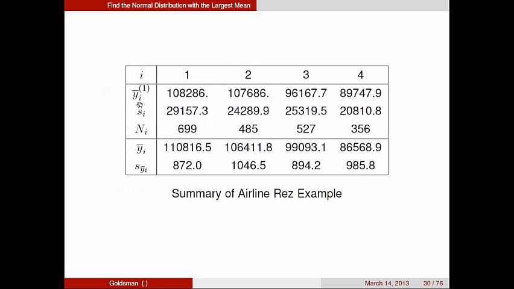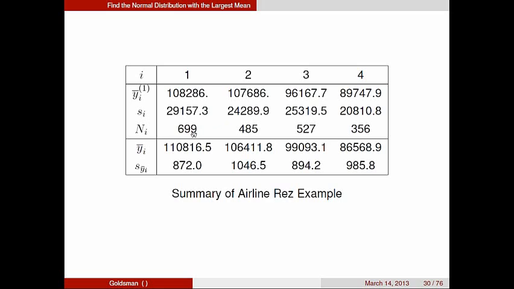This is my first stage sample mean. Remember, larger is better. System 1 fails on average for my 20 replications at about 108,000 minutes, about 73 days. System 2, 107. System 3, 96. System 4, 89. You can see they're a little bit different. The problem, though, is that the standard deviations of these estimators are really big. So 108,000 with a standard deviation of 29 doesn't really tell me a lot. That's why I've got to take more observations.